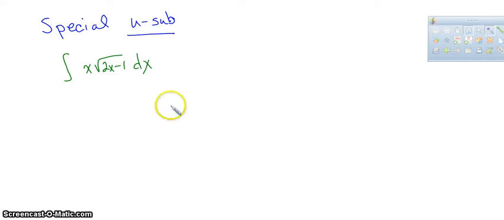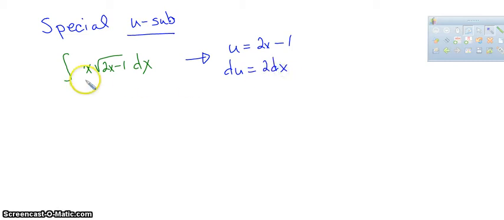And so you start this how you would think, hopefully by now: my u would be what's inside the radical, which is fine. So u is going to equal 2x minus 1. But the derivative of u then would be 2 times dx when I move it over, which doesn't really work, right? Because I need to get rid of this. So what we do is a kind of special u substitution.